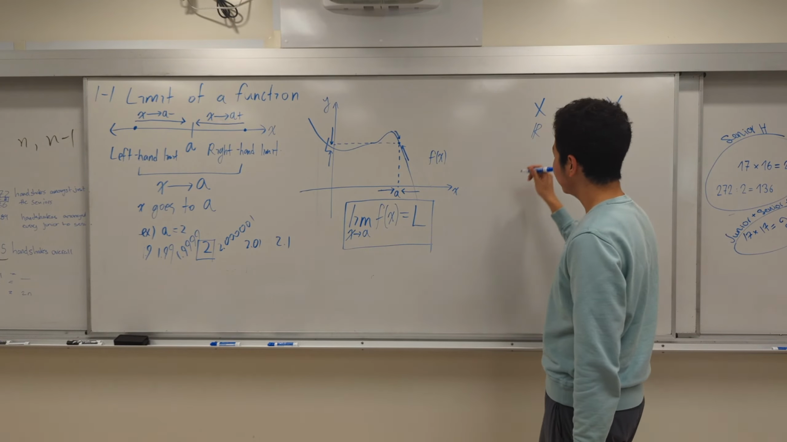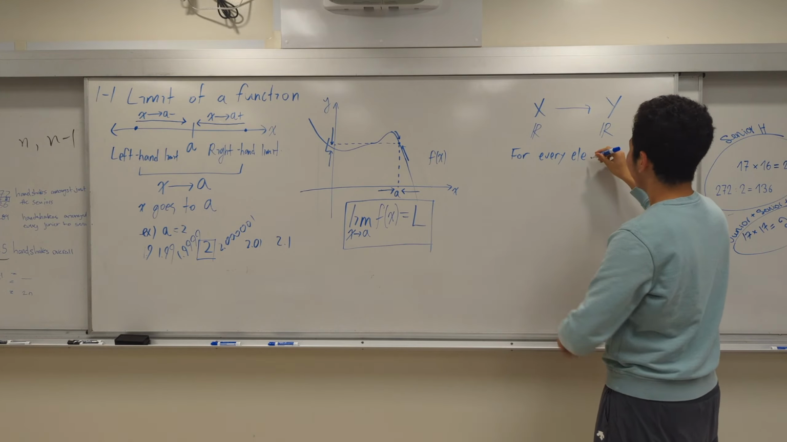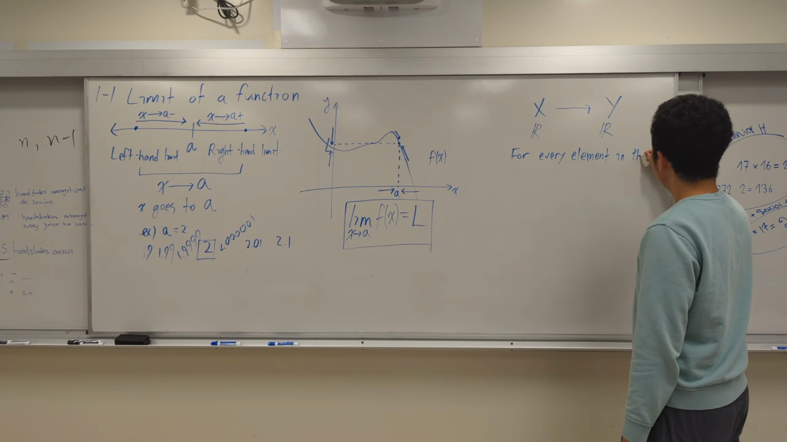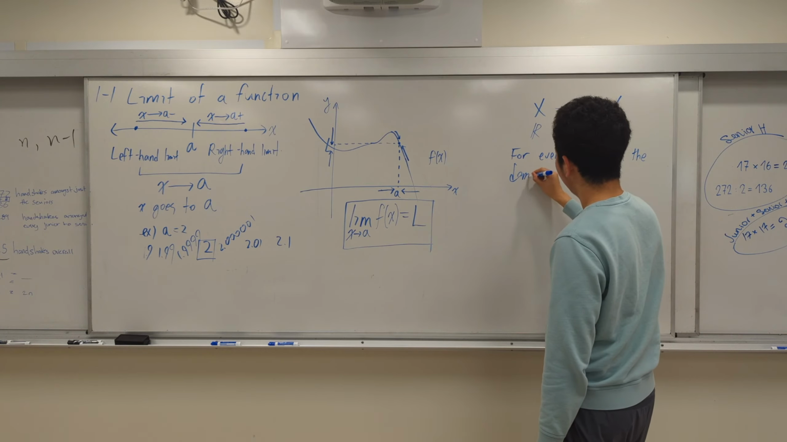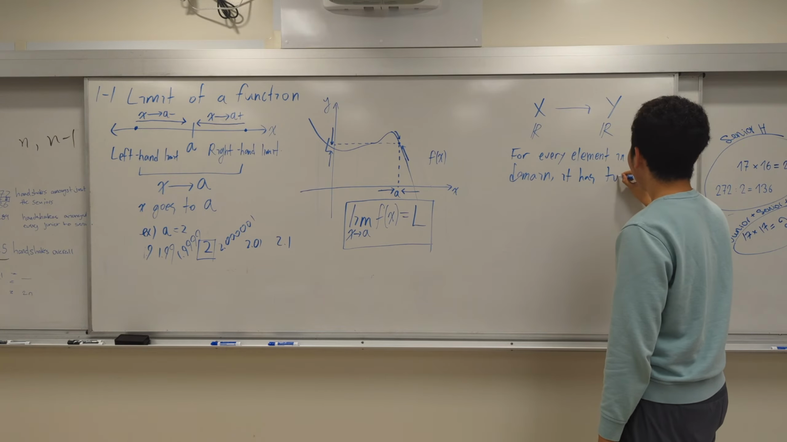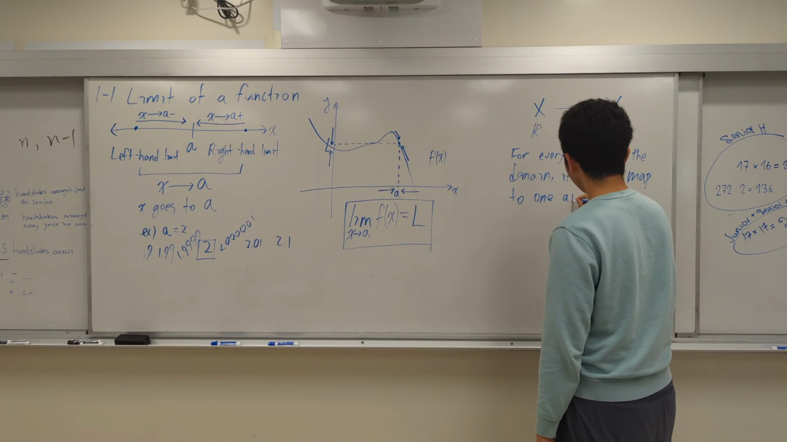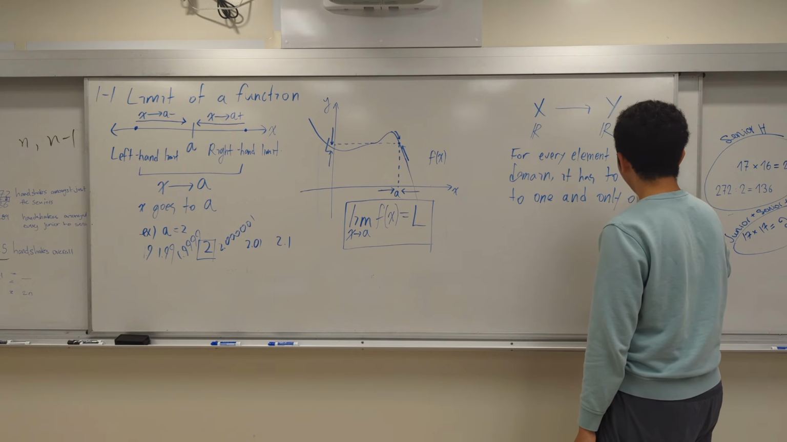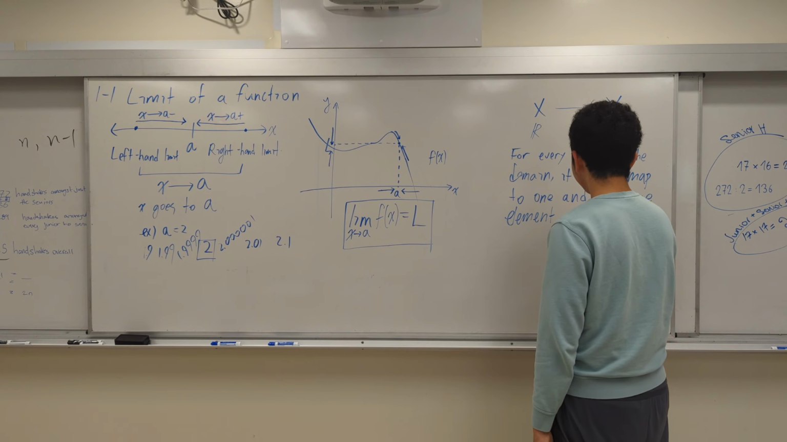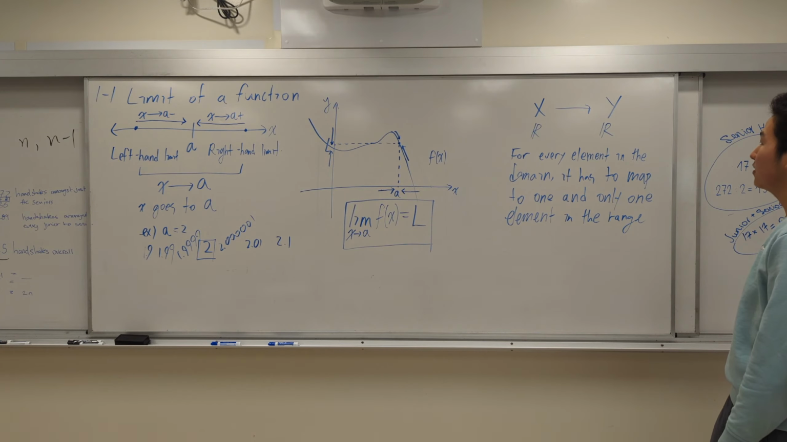For every element in the domain, this is just a side note, so you don't have to write it if you don't want to. Every element in the domain has to map to one and only one element in the range. I'm using the word range kind of loosely here.